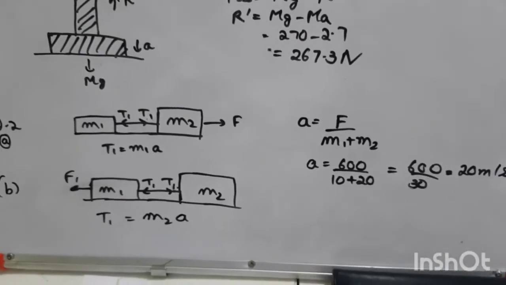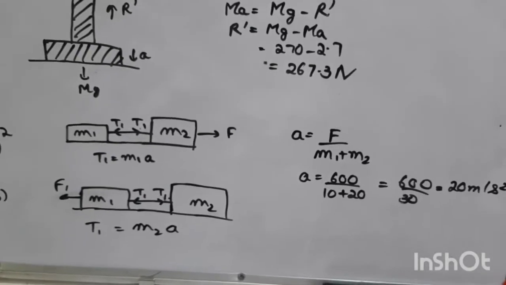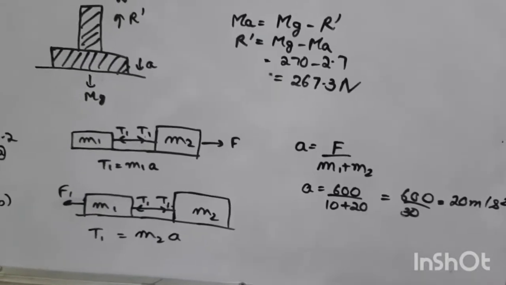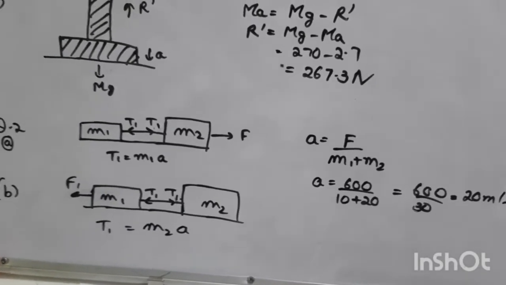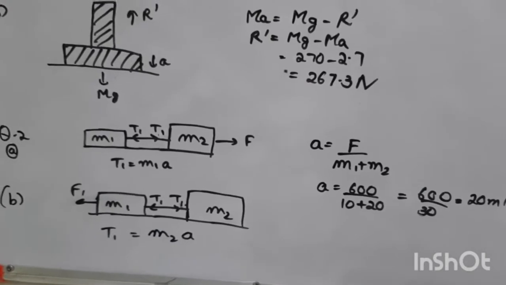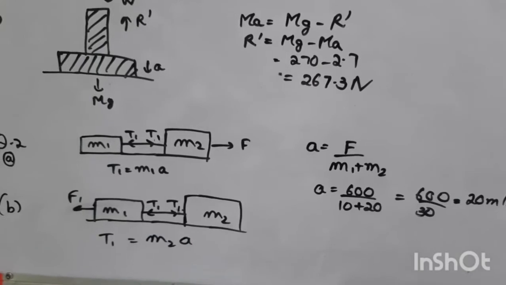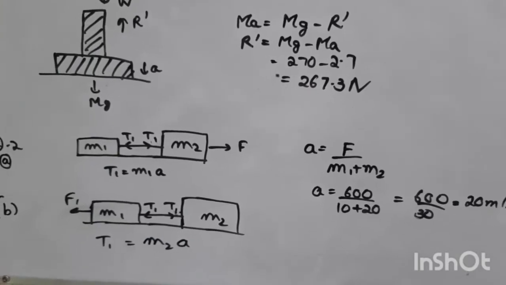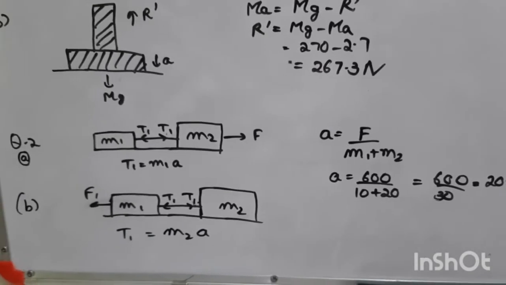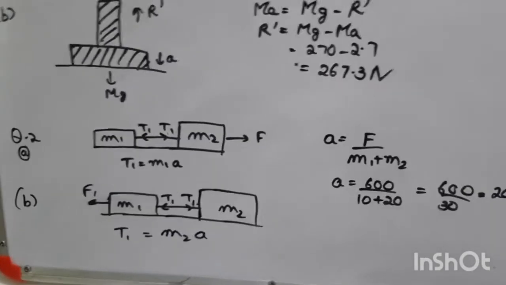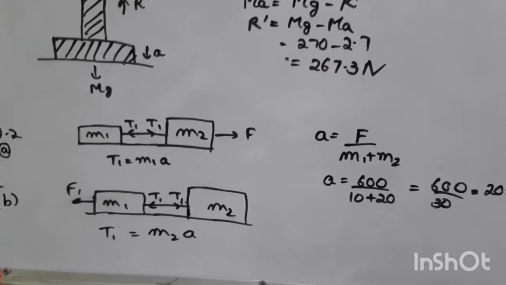Now in the second question we have two blocks of masses m1 and m2 tied by a string. What we have done in this question, we are applying force first on the block of mass m2, that is B block, and then in the second case we are applying force on the block of mass m1, that is A block, and we have to calculate the tension in the string in the two cases.